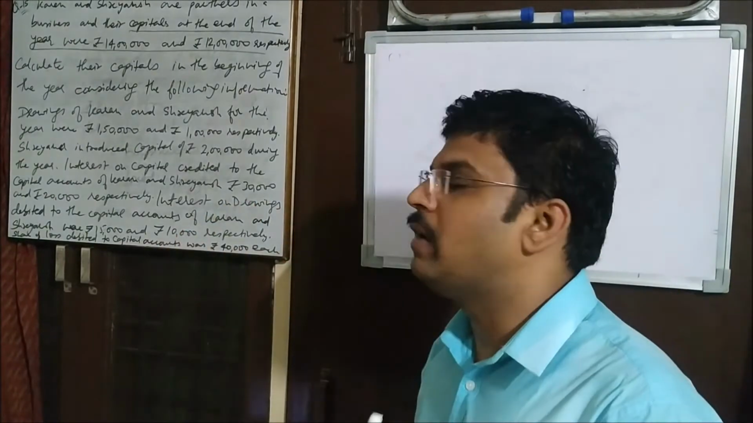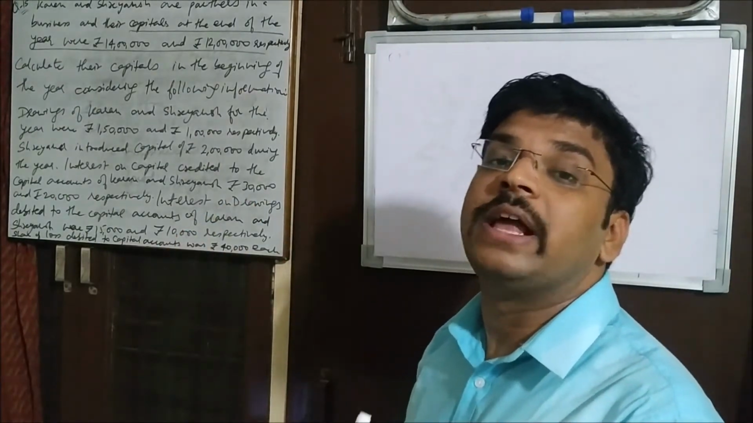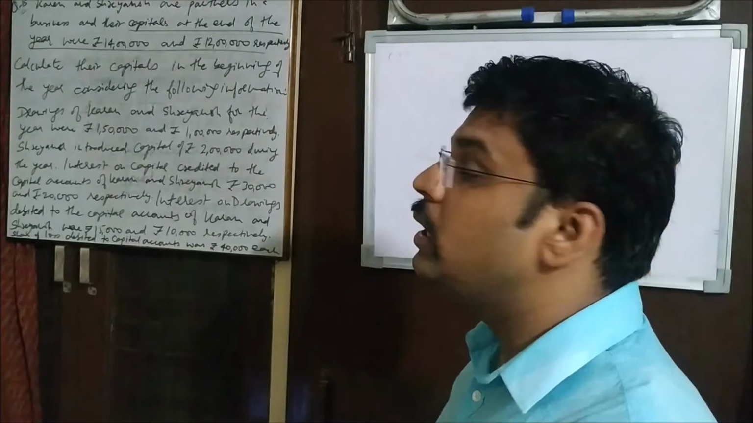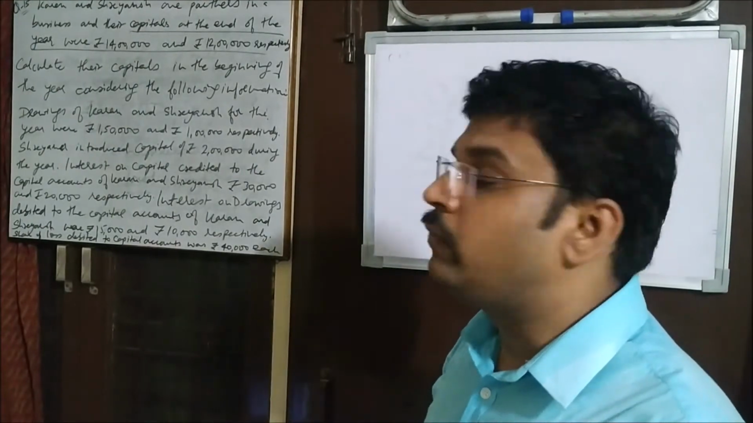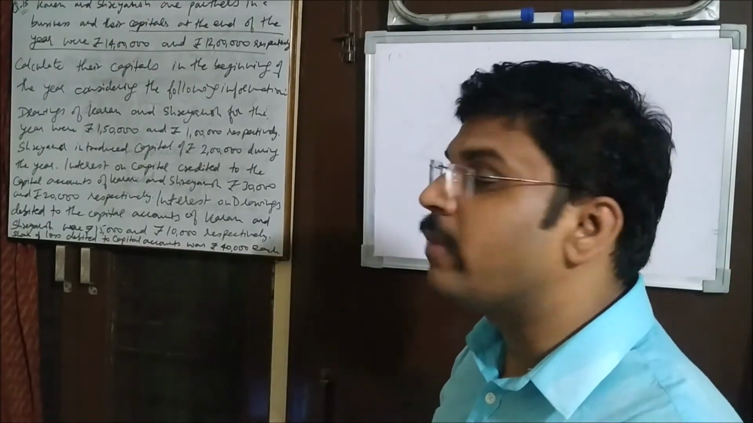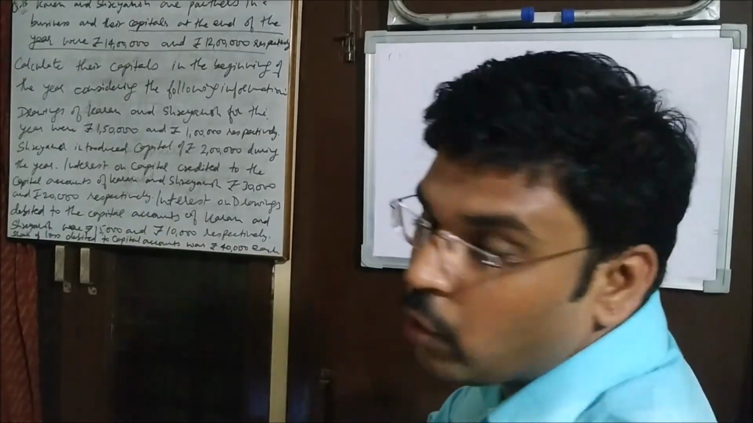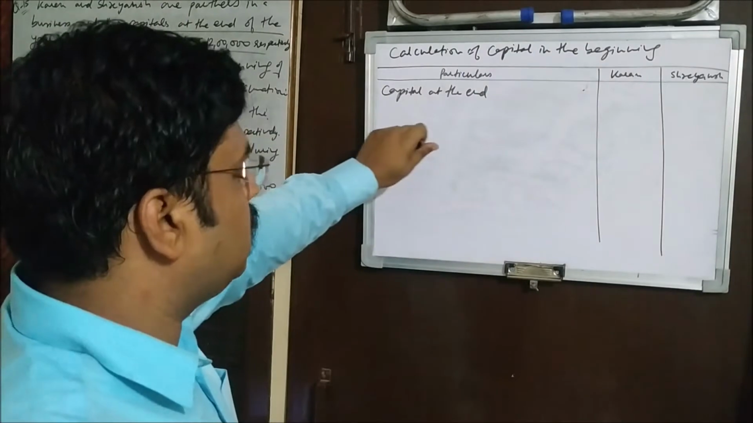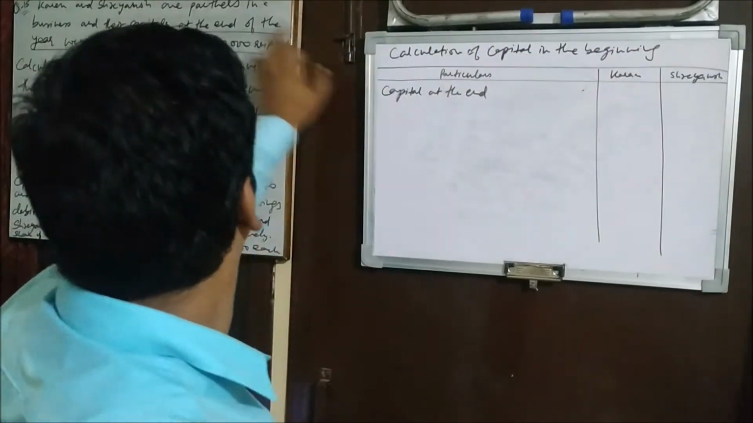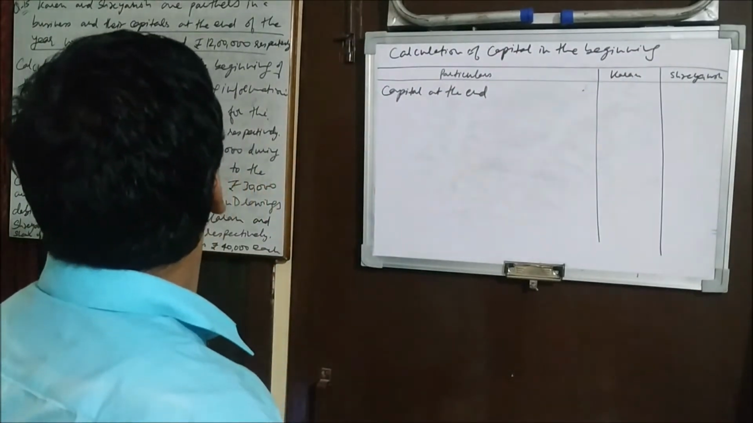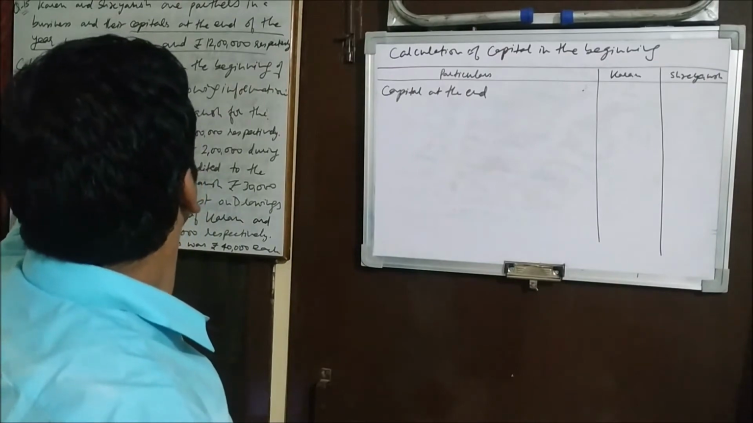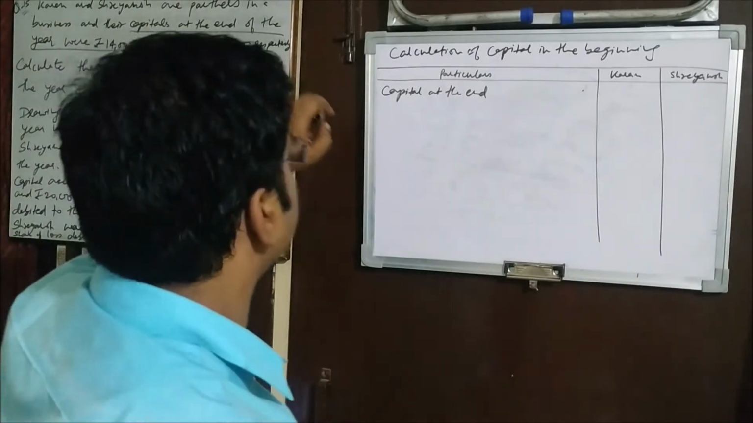Means for both. I have already told you the format of calculation for opening capital under fluctuating capital method, because it is not mentioned here, so it is fluctuating capital method. So without wasting much time, let's make a format here. So here we need to mention capital at the end for both of them. So what is the capital? For Karan it is 14 lakh and for Shreyansh it is 12 lakh.